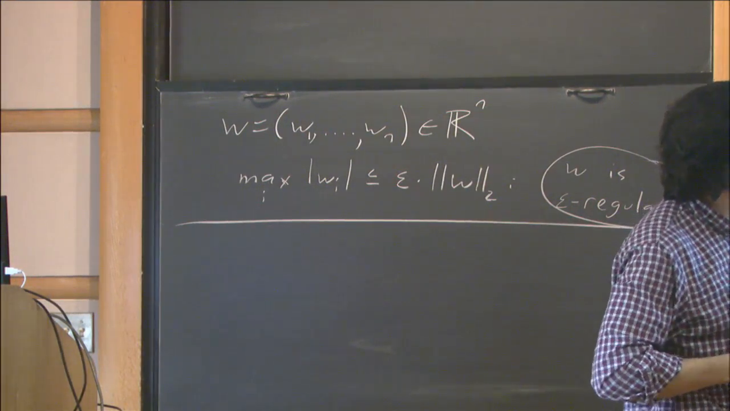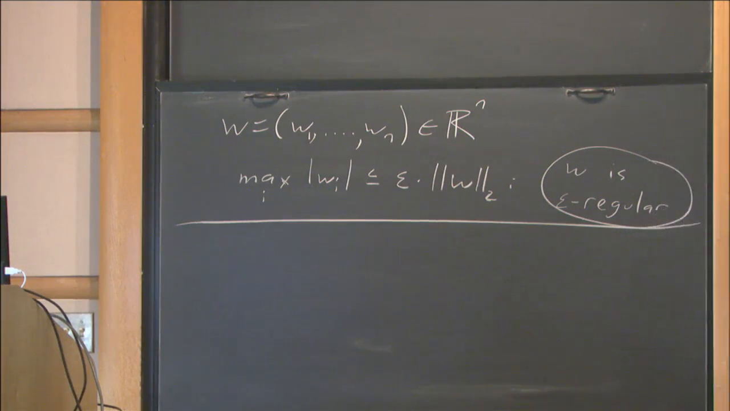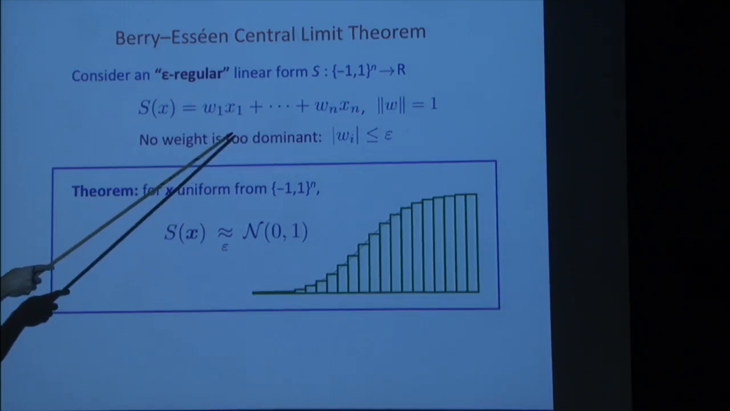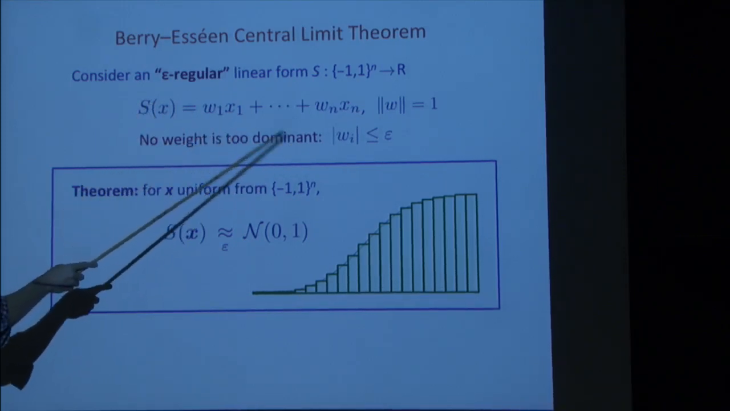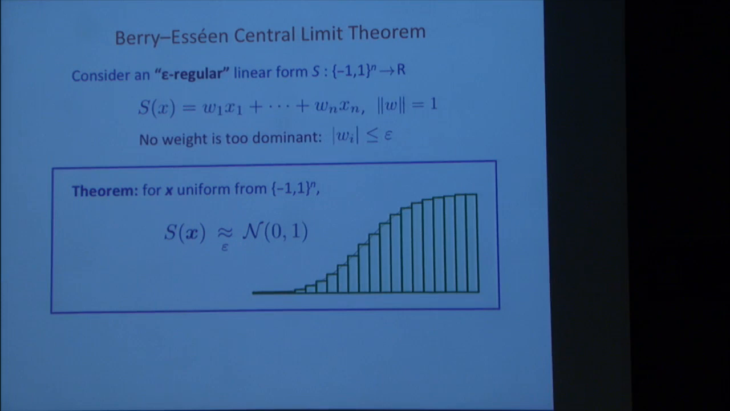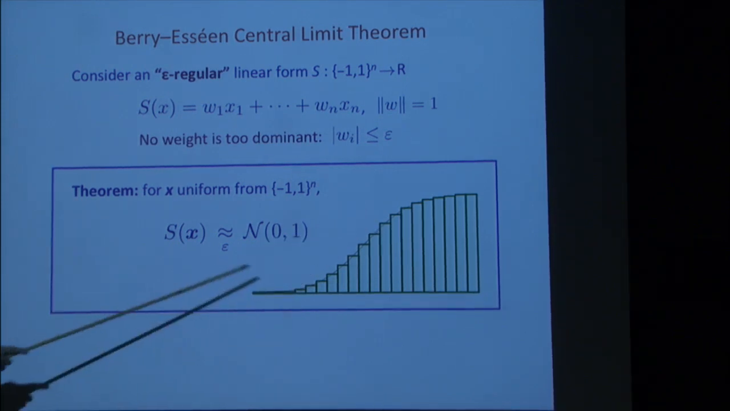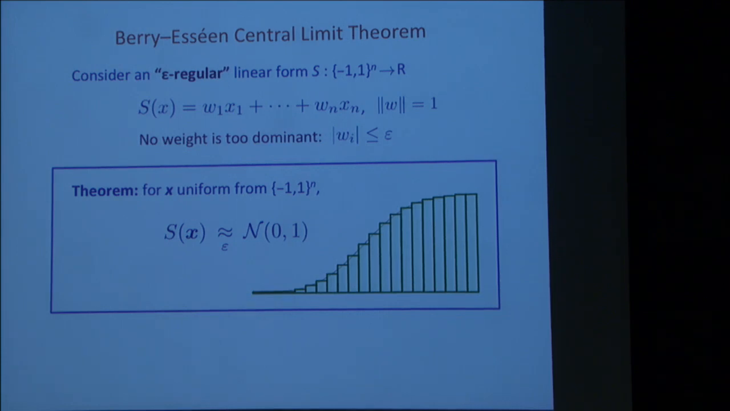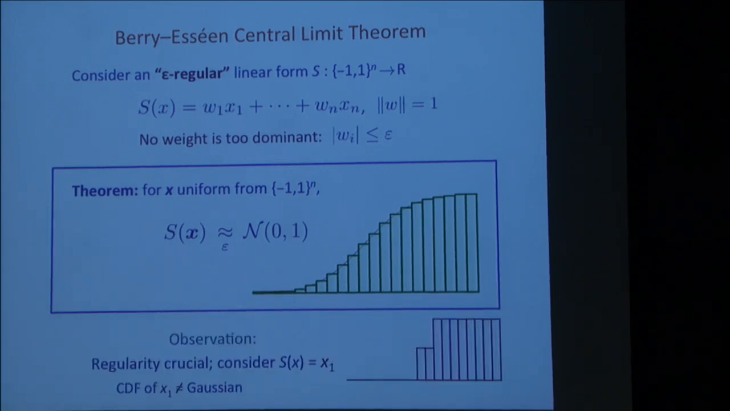So what does the Berry-Esseen central limit theorem say? It says that if you have a uniform random x, and you think of the random variable w dot x, where w is an epsilon regular linear form like this, in other words, no weight is too big or out of whack, then in fact the CDF of that linear form will everywhere be epsilon close to the CDF of the normal distribution with corresponding mean and variance, mean 0, variance 1. Okay, so I suspect most of us have seen this kind of statement before. And not to belabor an obvious point, but it's absolutely crucial in this theorem that we actually have an epsilon regular linear form.